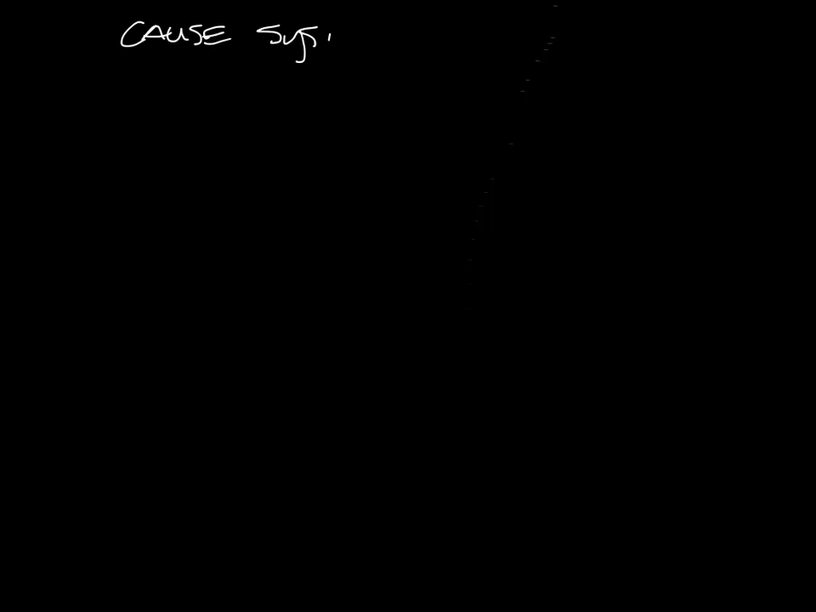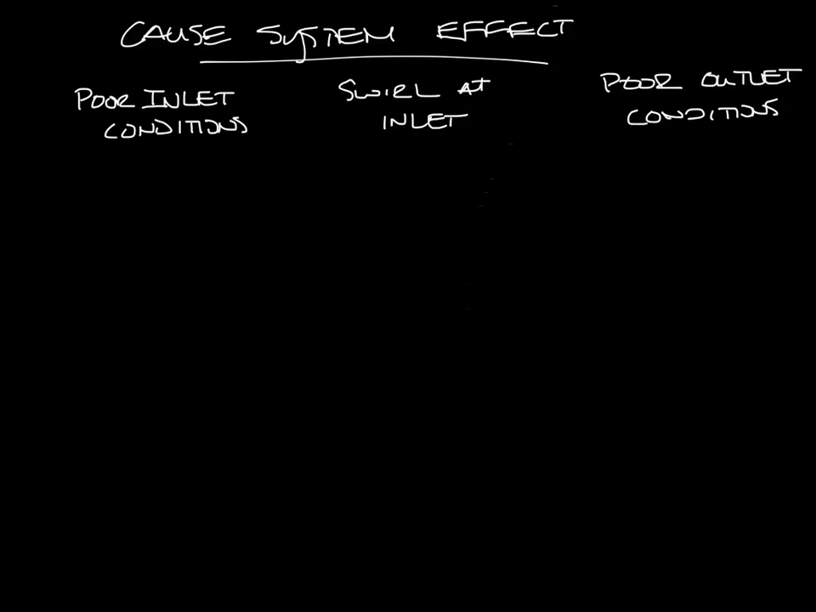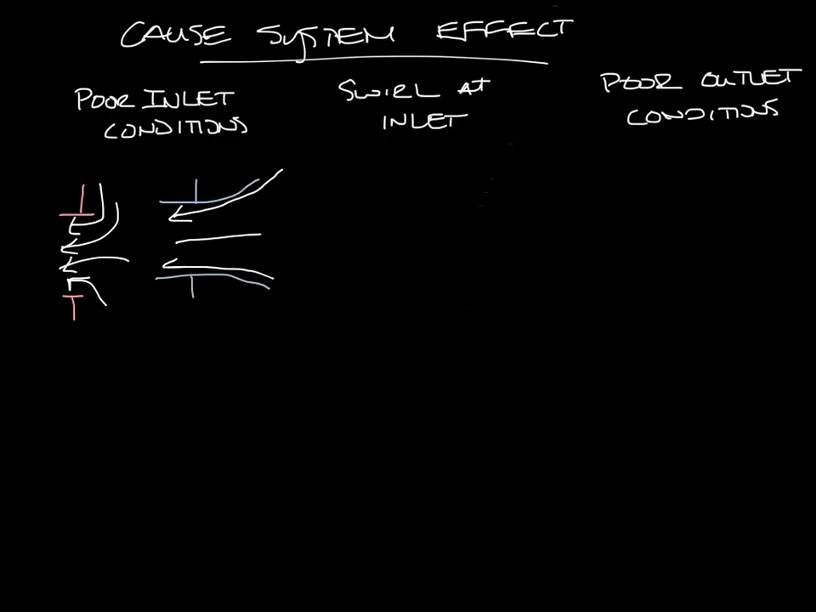A couple things can cause system effect. Poor inlet conditions, swirl at the inlet, and poor outlet conditions. So let me draw a couple of these out. Non-uniform airflow into the inlet will affect fan performance. So an inlet with kind of raw, sharp edges will have a worse inlet condition and be less efficient than one that has more of a bell mouth to it, where the airflow could come along the edges and into the fan.